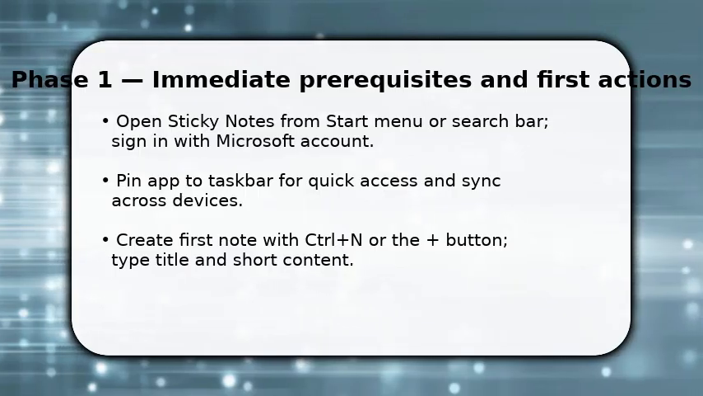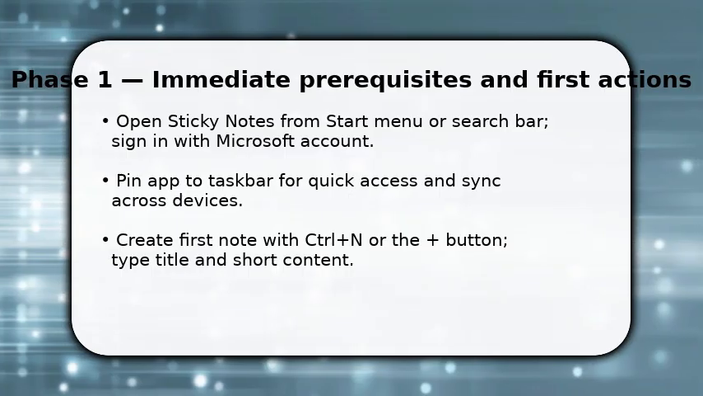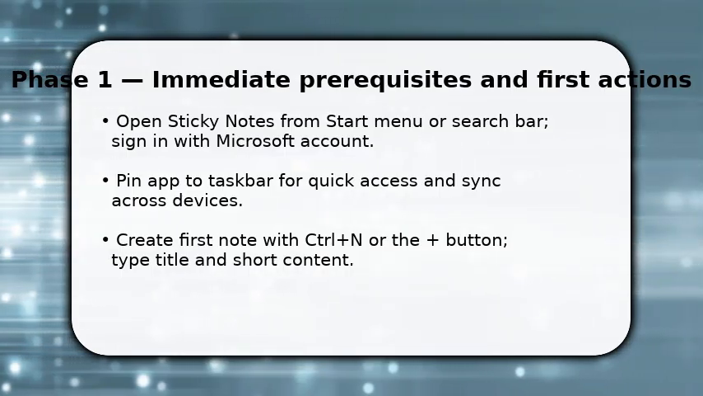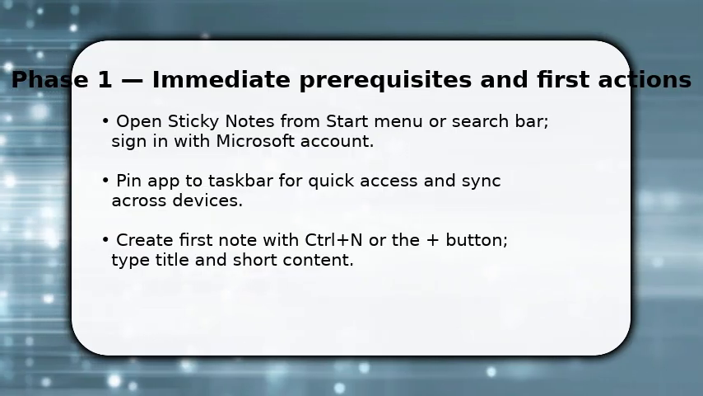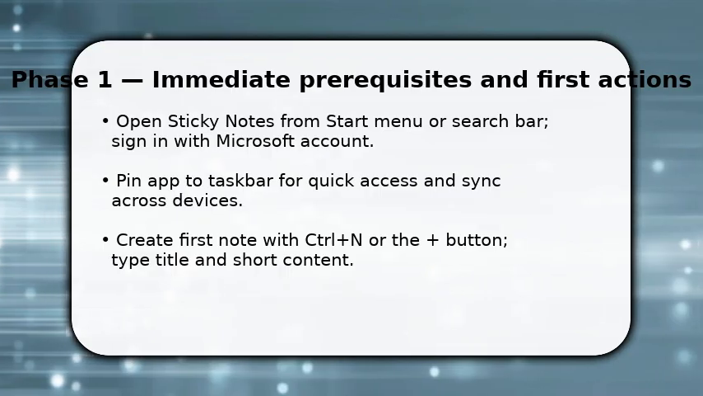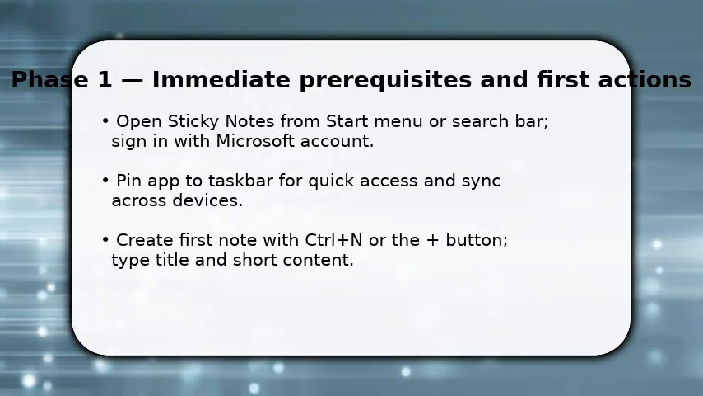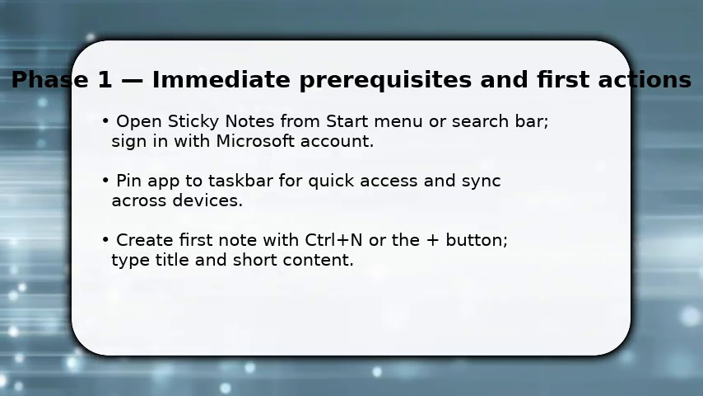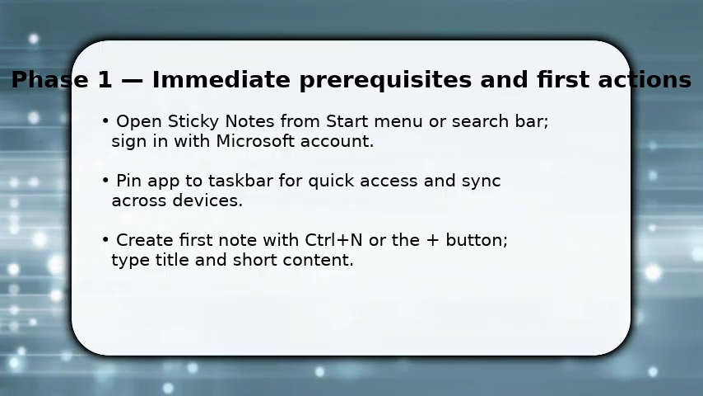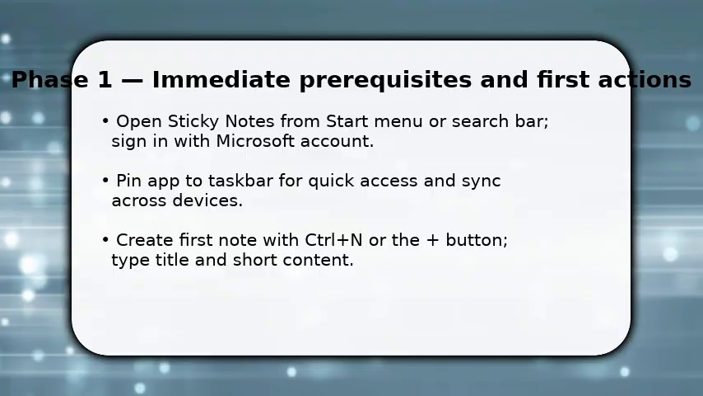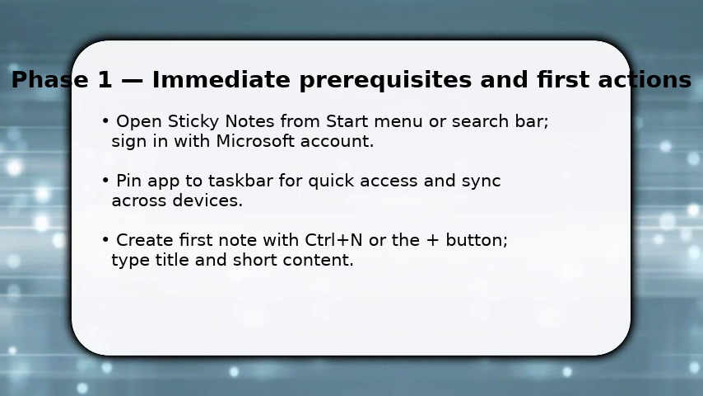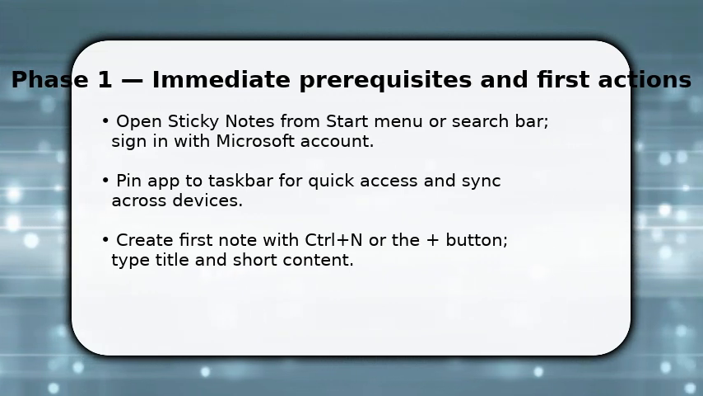You start by launching sticky notes and signing into your Microsoft account so notes sync across devices. Once done, pin the app to the taskbar for one-click access. This saves time. Create your first note using Ctrl+N or the plus icon, then give it a brief title and a few lines of content to test formatting. You do this now because immediate hands-on practice reveals behavior, for example, how saving and syncing work, and prevents surprises later when you add many notes.